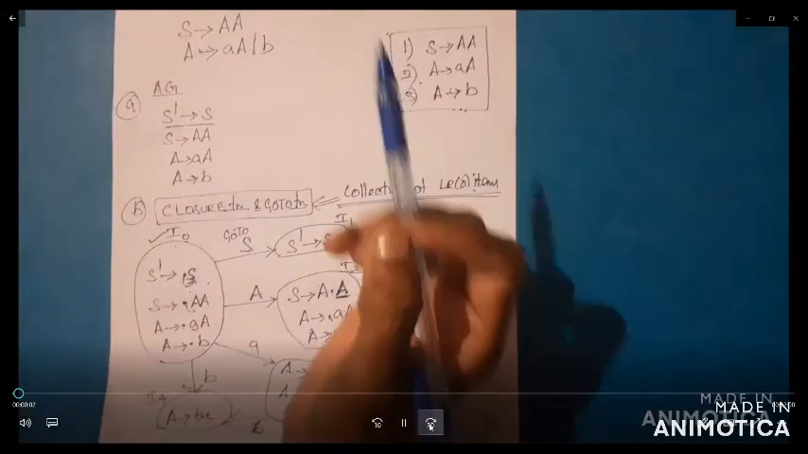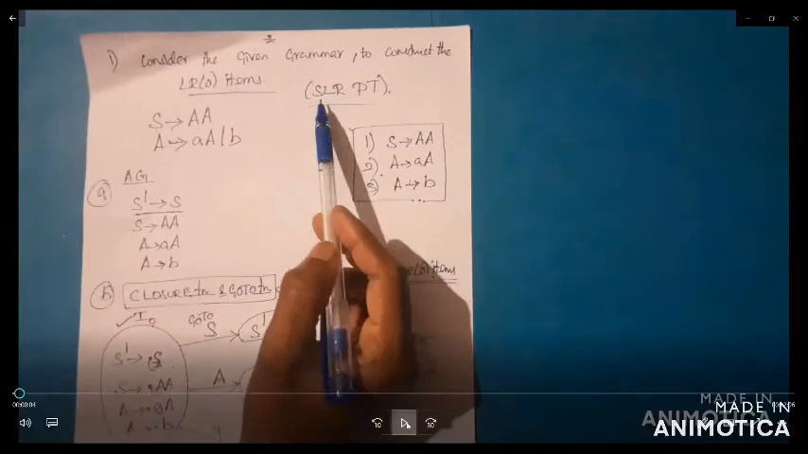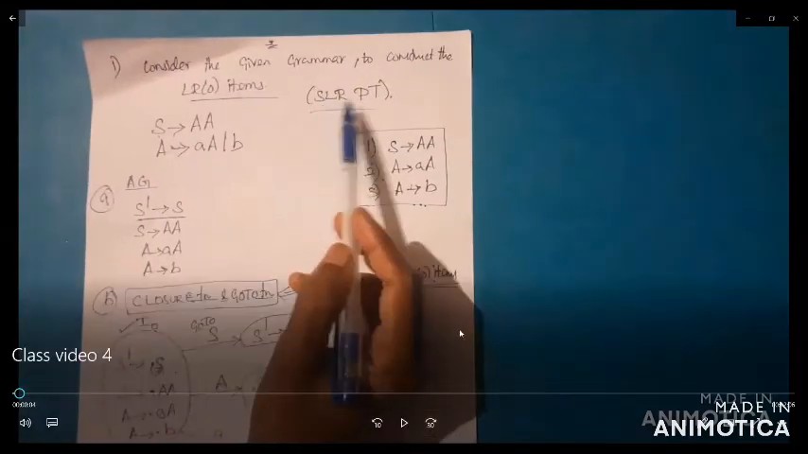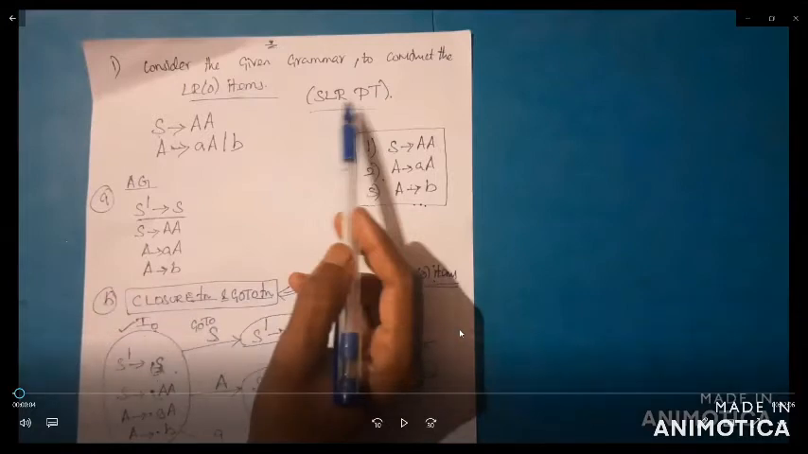In the last class, we discussed the SLR parsing table. We did the augmented grammar, then the closure function, then the goto function, and based on those we did the SLR parsing table construction. But we didn't complete how to check the input string based on the SLR parsing table.